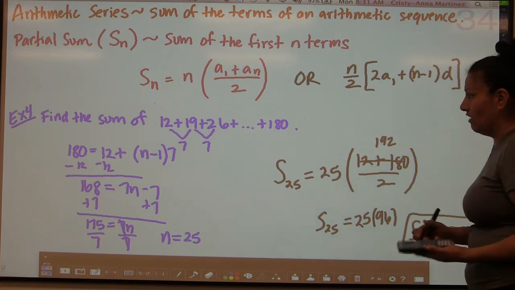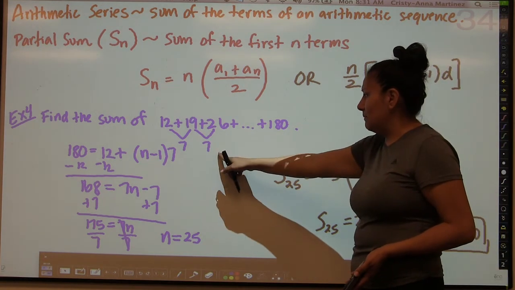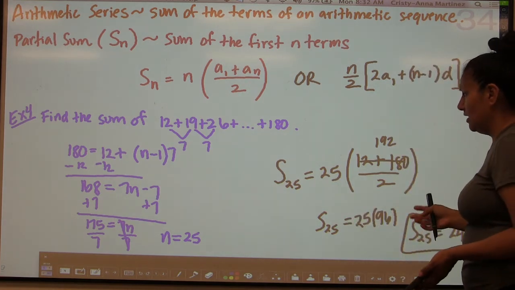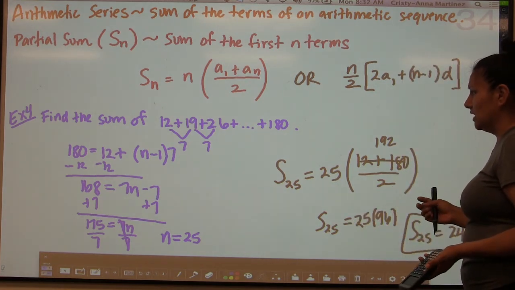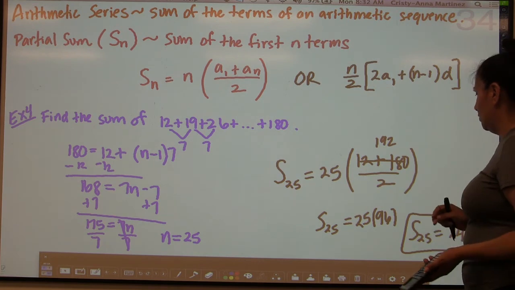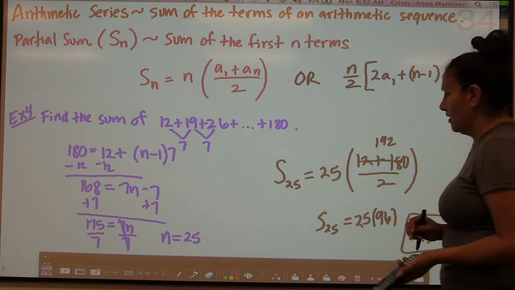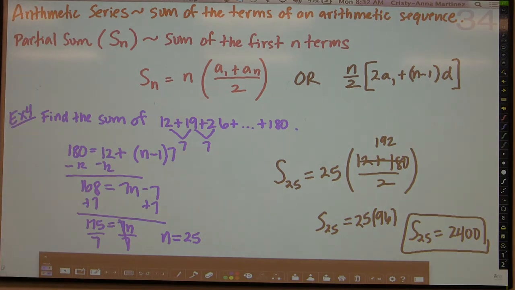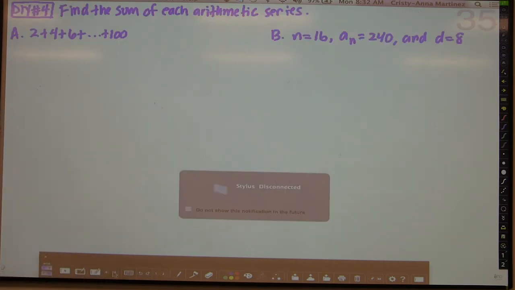Now another way of doing this would obviously be to recognize the common difference and then add 7 until you got to 180 and then count how many terms you had. But that would just be ridiculous. And then you have to add them all up, so it would just take a lot longer. It's a lot easier if you use the formula. So that's how you use the formula to find the sum, the partial sum. And so now we're going to let you try that for do-it-yourself number four.